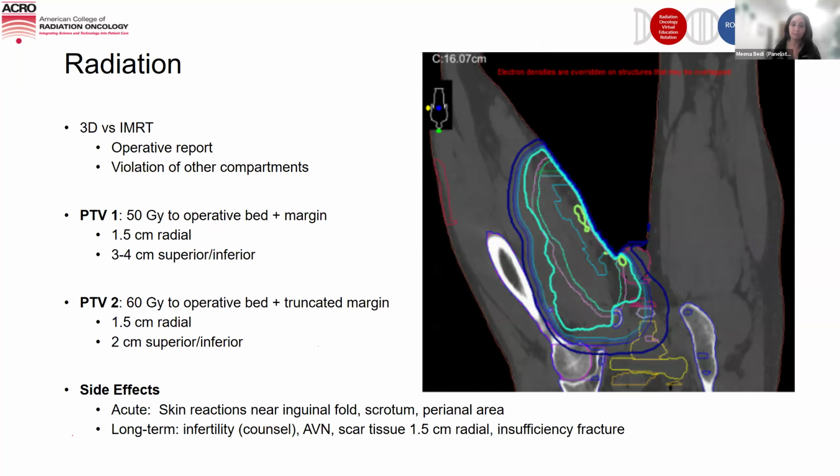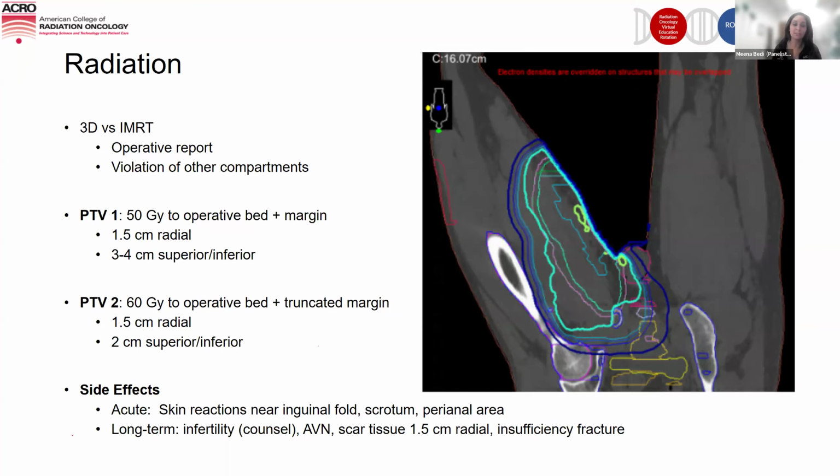Avascular necrosis of the femoral head. You can see that some of that dose went into the femoral head, and not necessarily in the acetabulum, but you could have avascular necrosis. You can have an insufficiency fracture. It's about 10 to 15% risk of an insufficiency fracture, particularly if you can't make your margins. If you're in the pelvis, it's about 10 to 15%, even if you can make your margins.